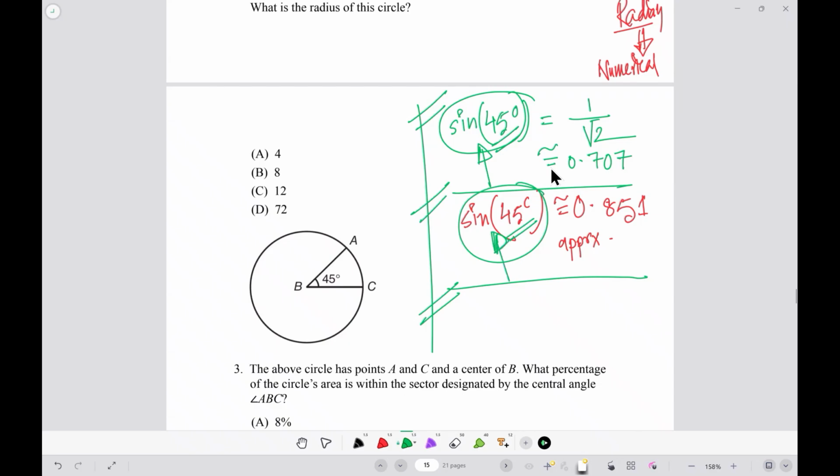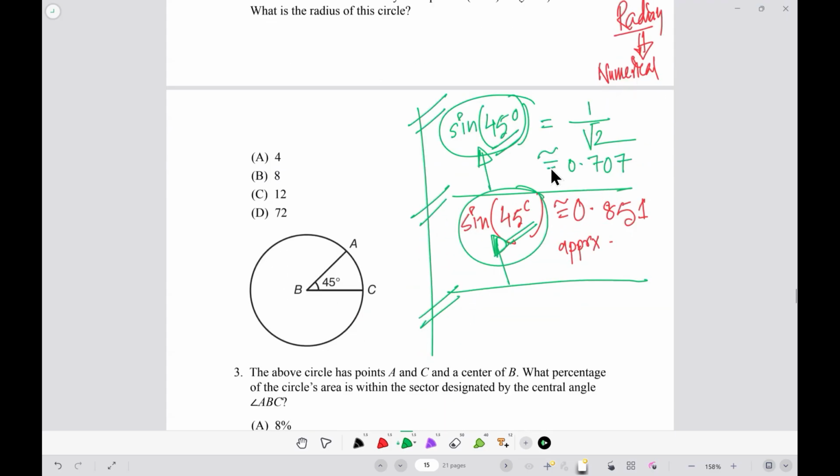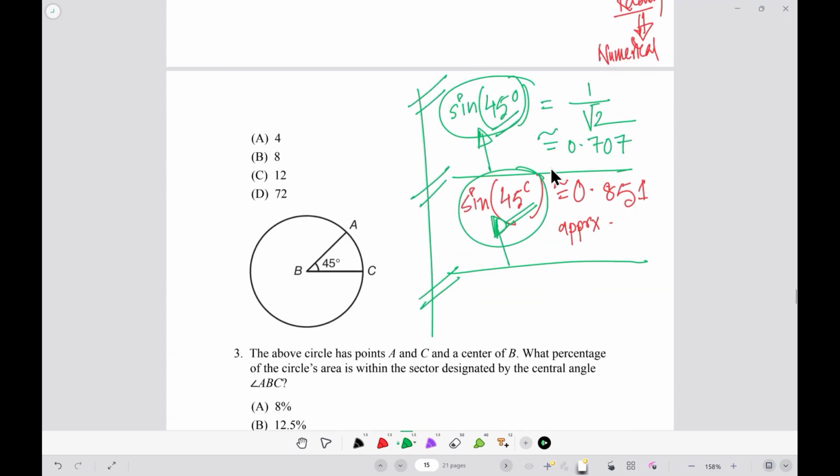And you need to be very careful. You just need to try to understand that it will be mentioned, absolutely or directly, what type of unit of angle they are dealing with.